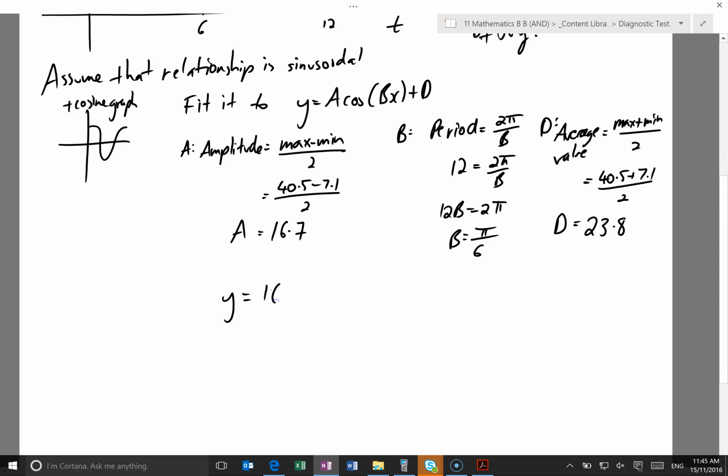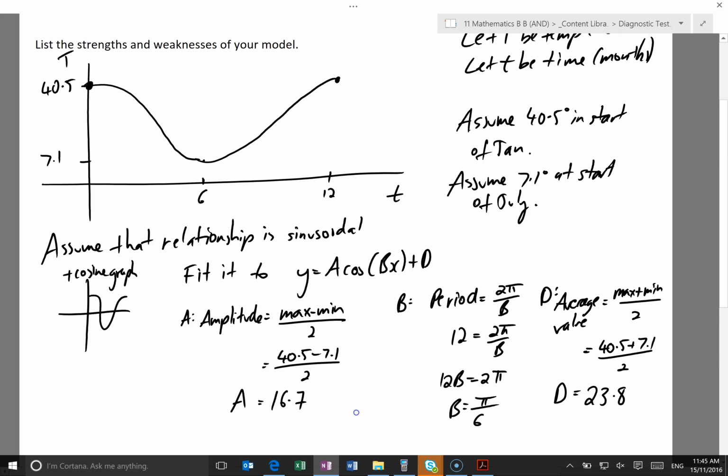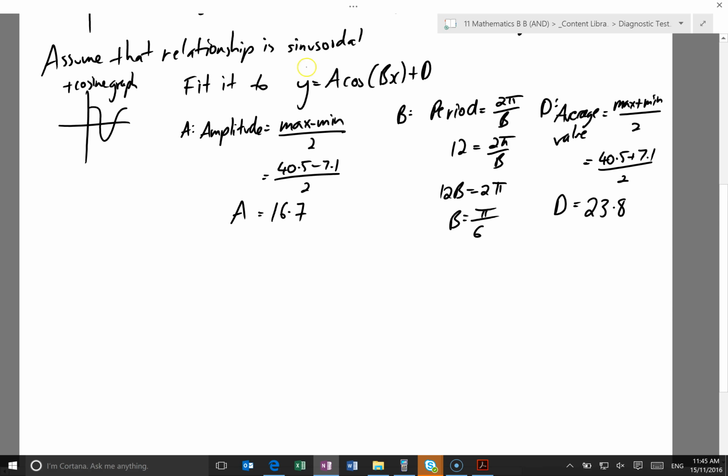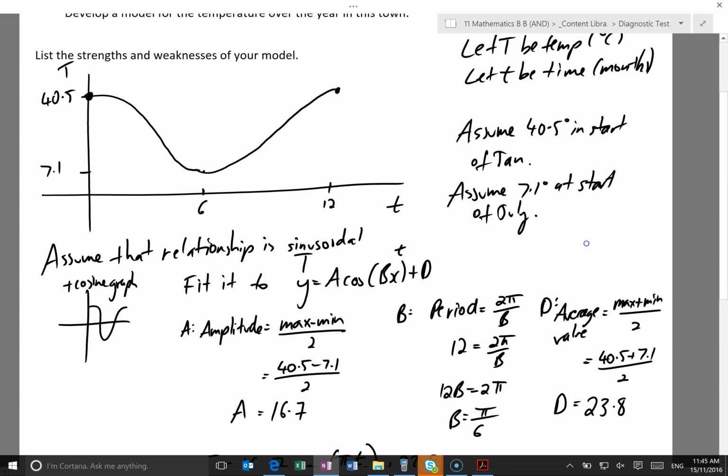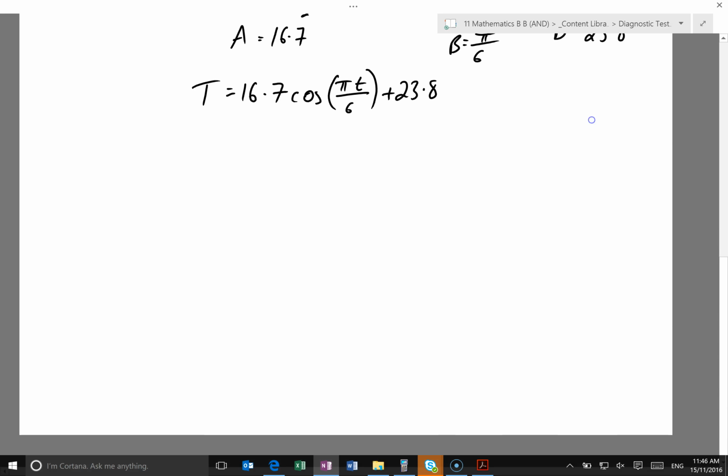So my model, I'm not using y's and x's, I'm using capital T's and little t's. So this is capital T, this is little t. My temperature will be T equals 16.7 cosine of pi t on 6 plus 23.8. Okay, if you're weak with T's and t's, just change these so y is the temperature and x is the time. List the strengths and weaknesses of your model.